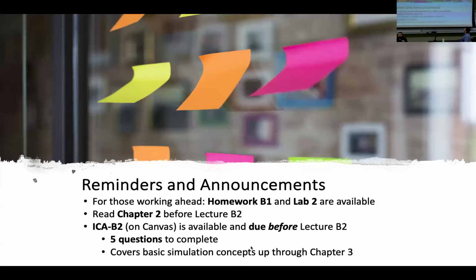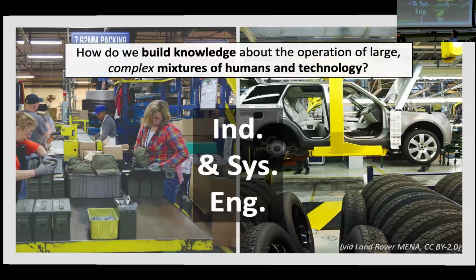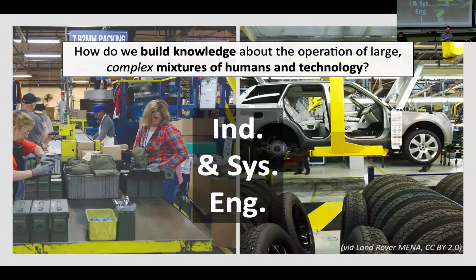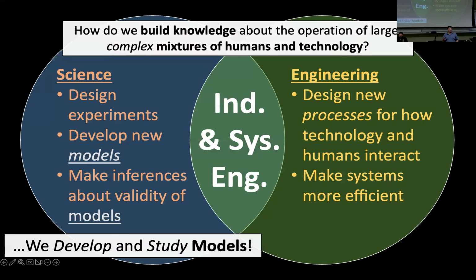All right, so we talked about modeling before, and now we're going to move into simulation modeling today. As a recap, last time we talked about how we have to develop models because as industrial and systems engineers, as operations researchers, we don't really have a science to lean on. We're dealing with systems for which there often is no knowledge already provided from another discipline. So we have to build that knowledge ourselves, these complex mixtures of humans and technology. We have to be the ones developing the models.